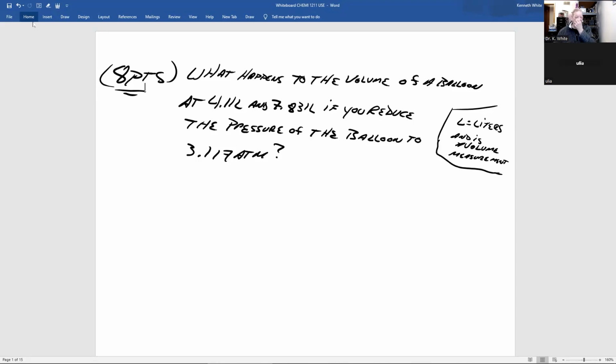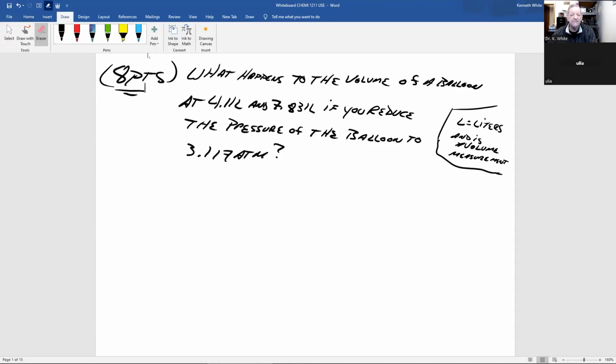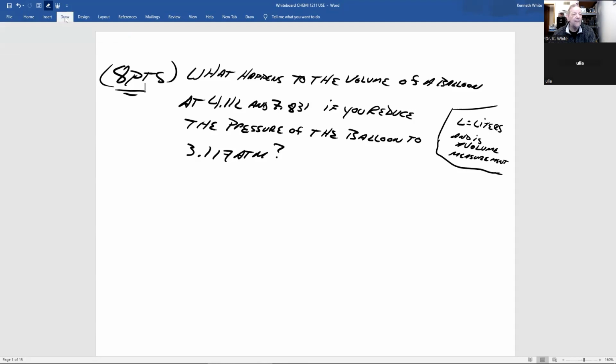We really haven't talked much about volume. We will next chapter, but L is liters. All right, what happens to the volume of a balloon at 4.11 liters and 7.831 atmospheres if you reduce the pressure of the balloon to 3.117 atmospheres? I made a mistake, but I can correct it easily.